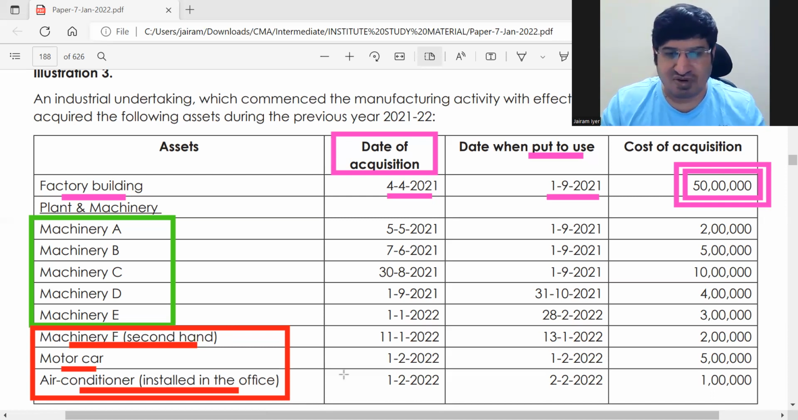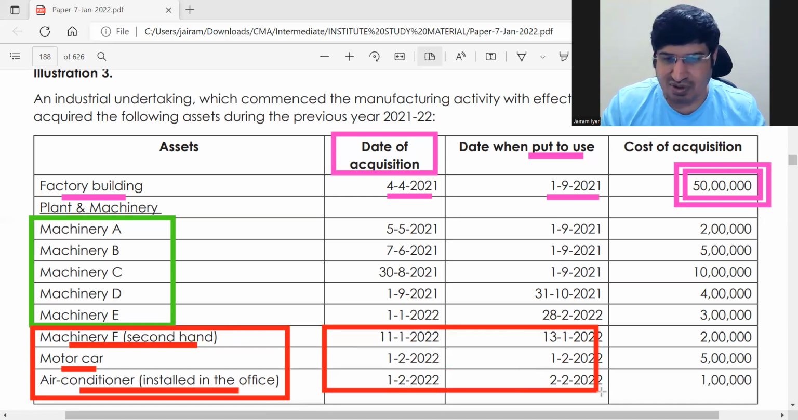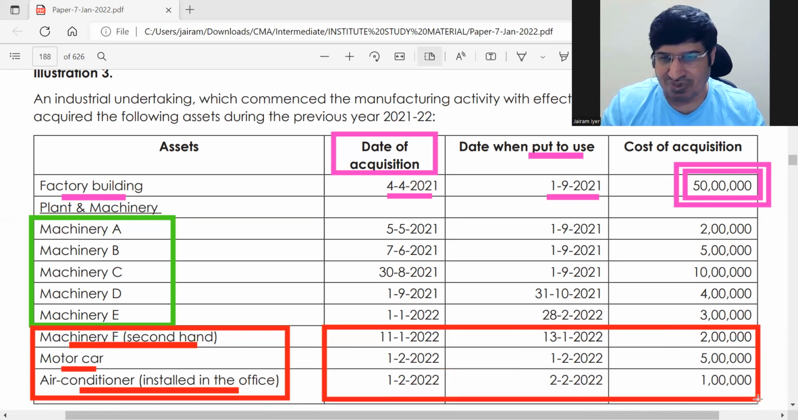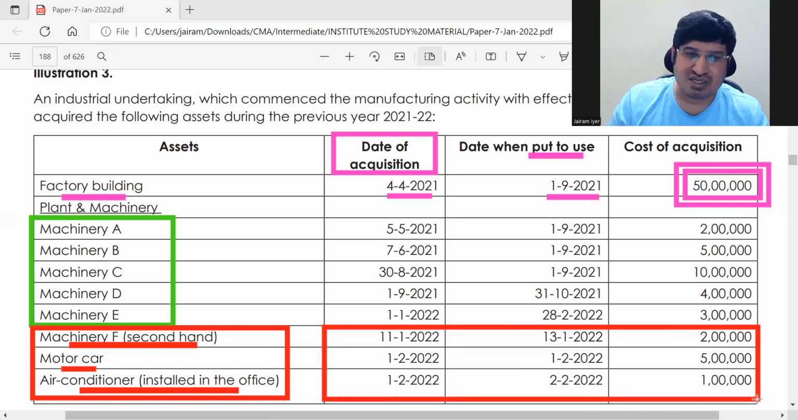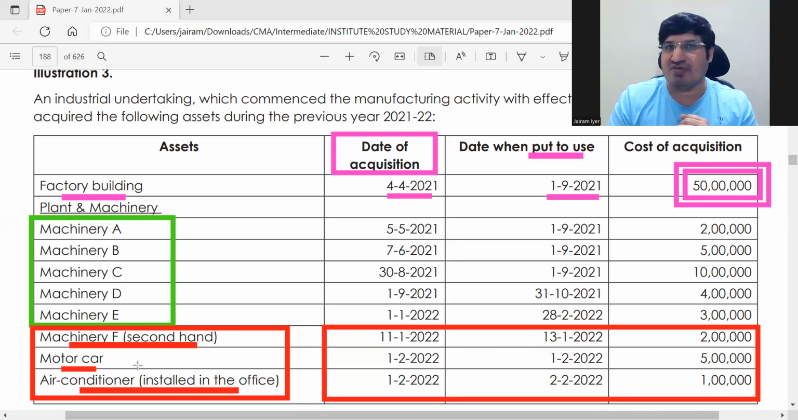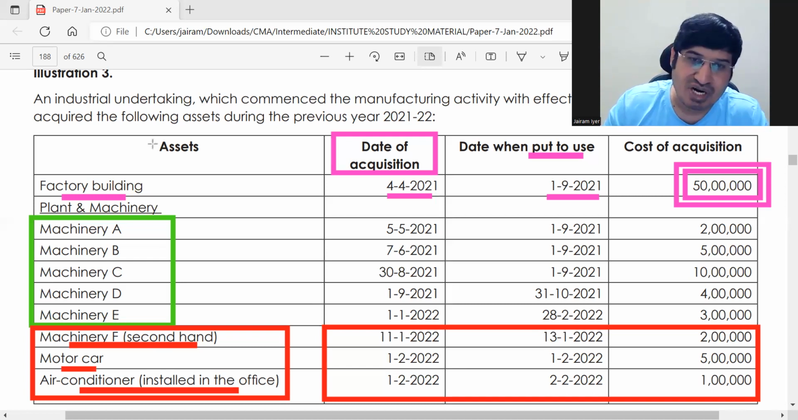So we know that for this there will be no additional depreciation, only depreciation will be there. So remember that if it is machinery, motor car, depreciation is your entitlement anyways. Depreciation you will get come what may. It's only about additional depreciation.